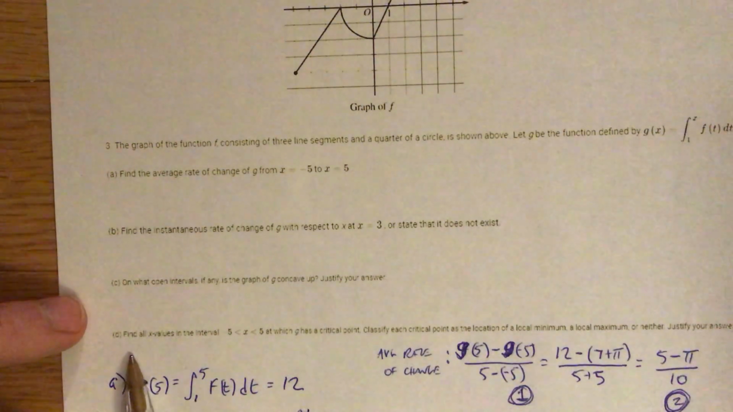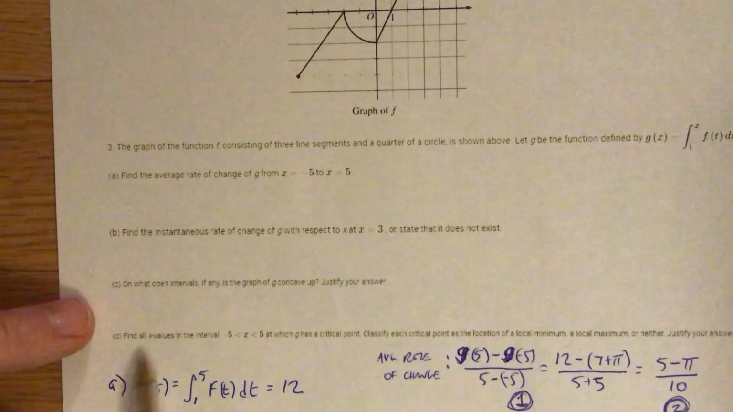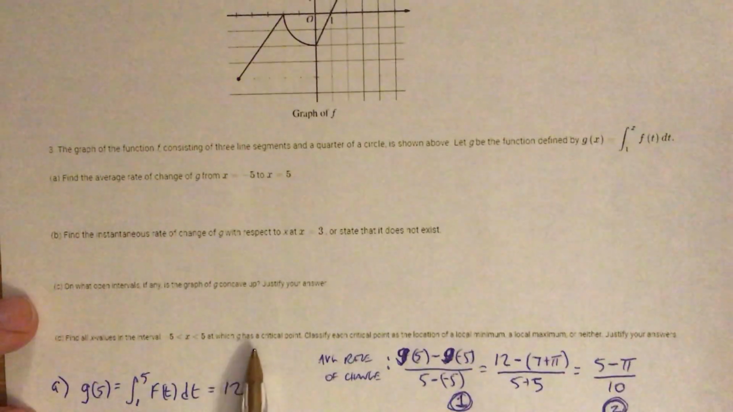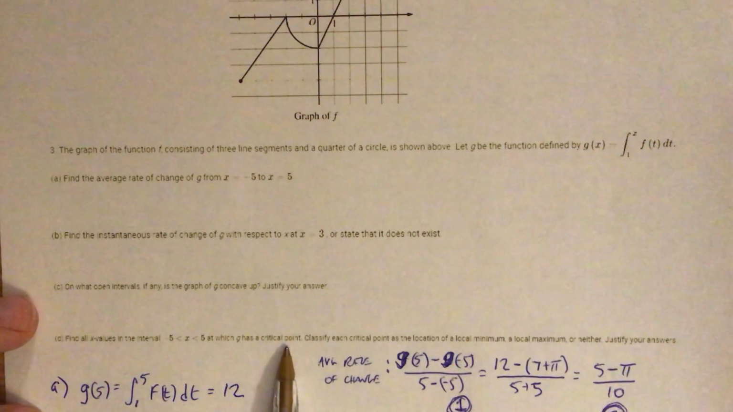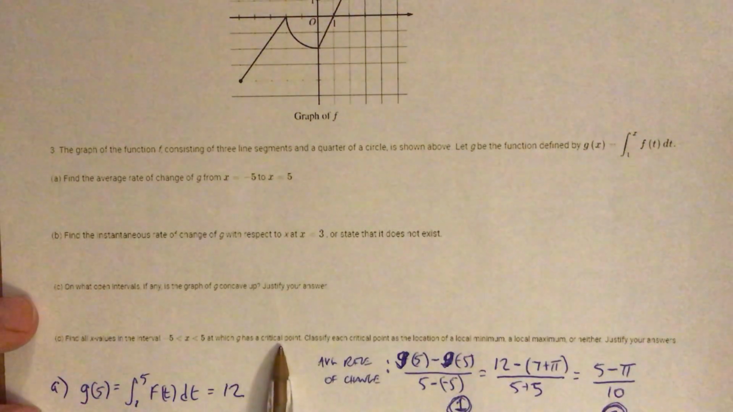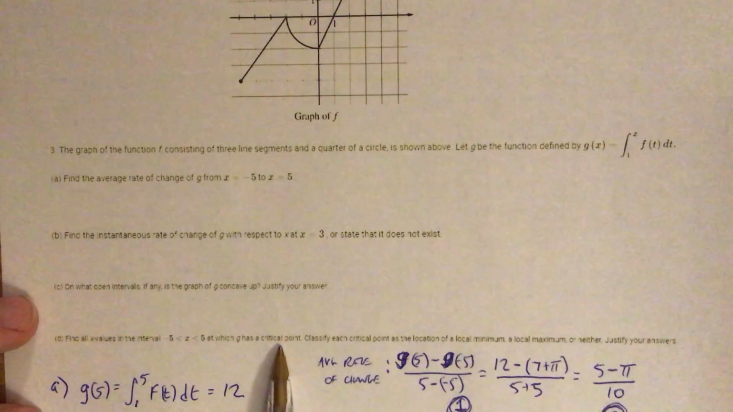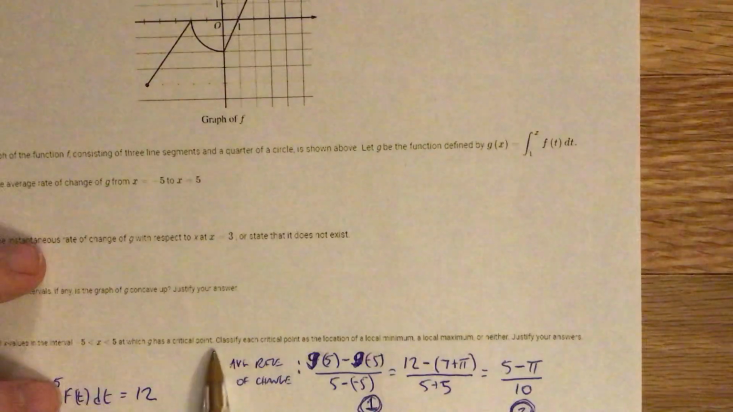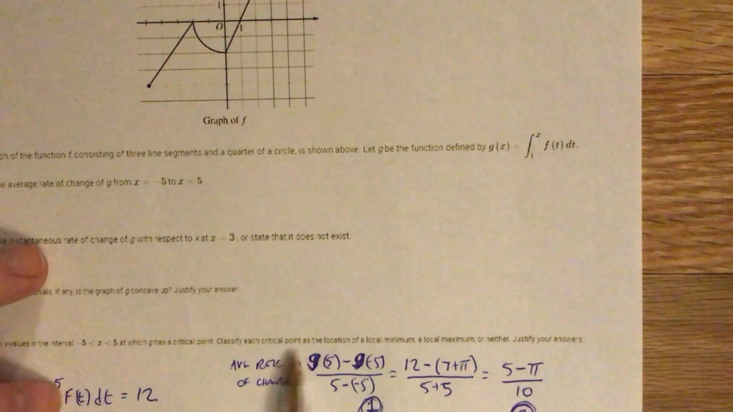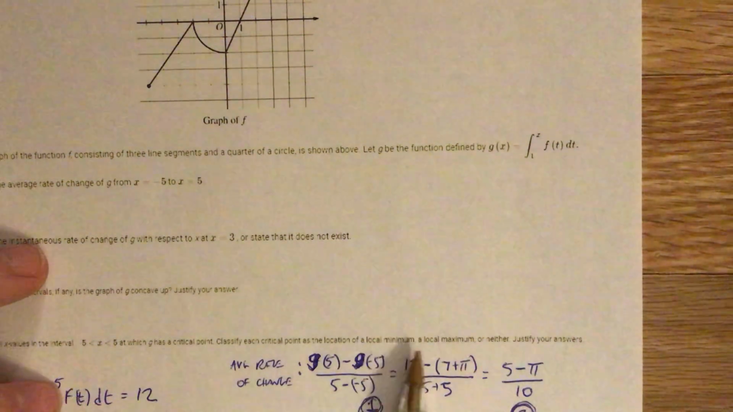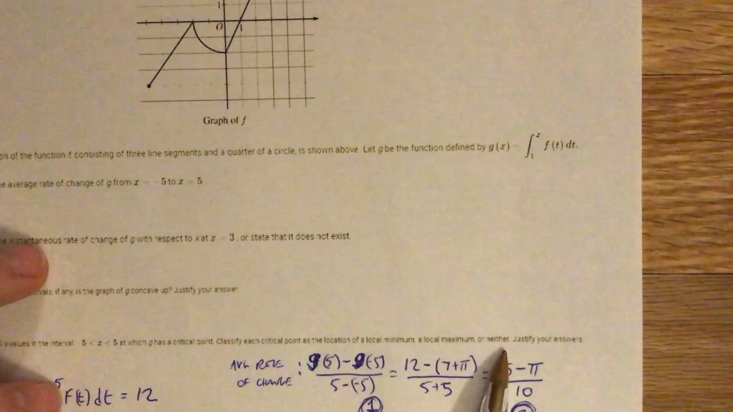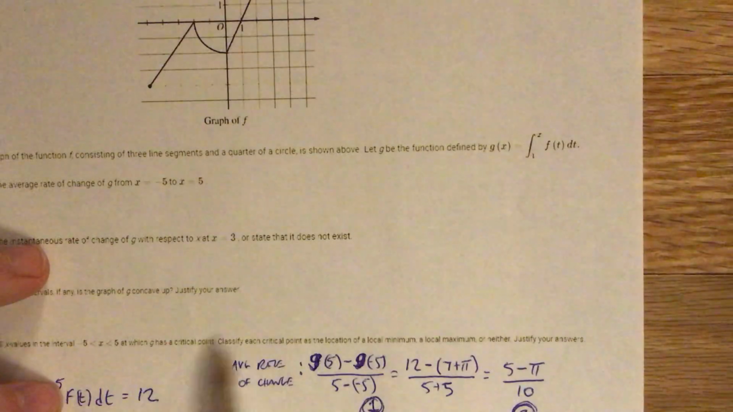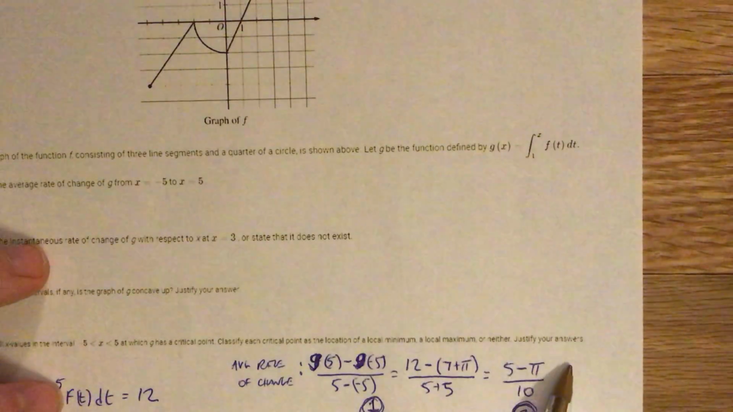And then the last part says find all x values on the interval from -5 to 5 of which g has a critical point. Remember, critical points happen where the derivative is either 0 or undefined. So we need g's derivative, and we need to work with it. They also want us to classify the critical points. Remember, critical points can be local minimums, local maximums, or neither. And when we tell what they are, we need to justify our answers.